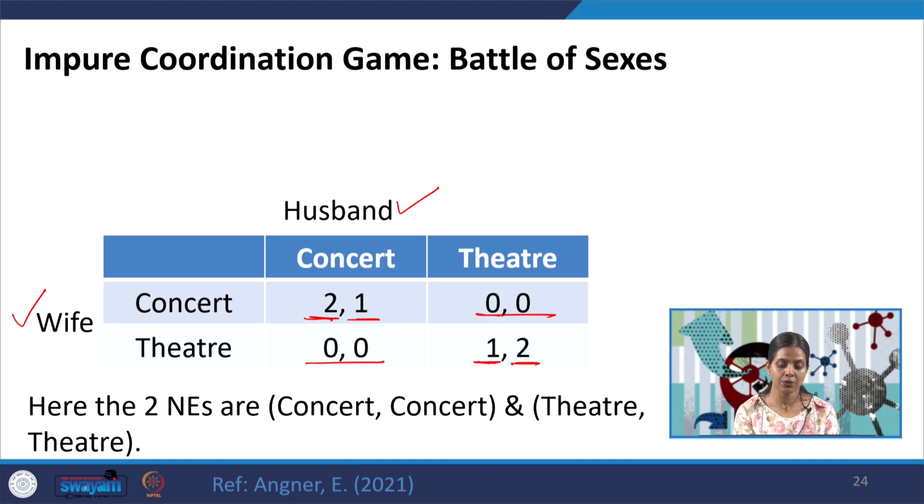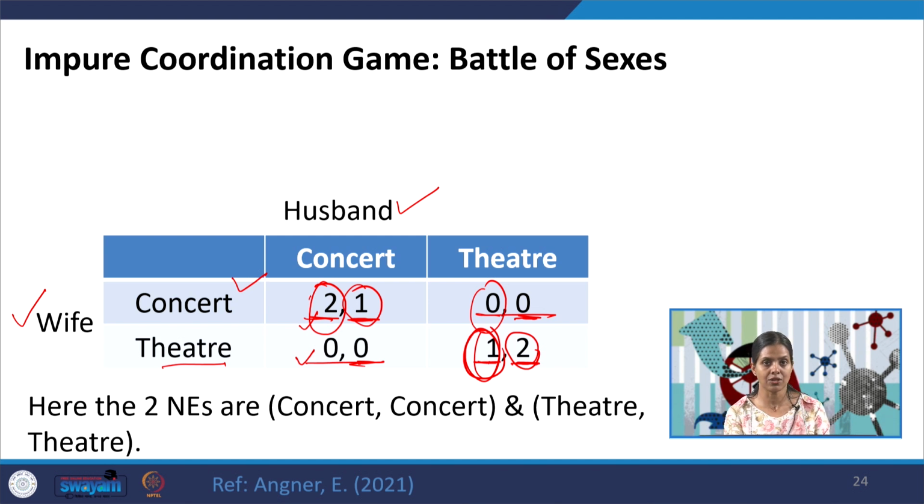Because if the wife goes to the concert, then comparing these two numbers, we find that the husband goes to the concert. If the wife goes to the theatre, the husband again finds that he is better off going to the theatre. If the husband goes to the concert, then the wife, comparing 2 and 0, is better off going to the concert, and if the husband goes to the theatre, the wife is better off going to the theatre. So, concert, concert and theatre, theatre are the two Nash equilibria.